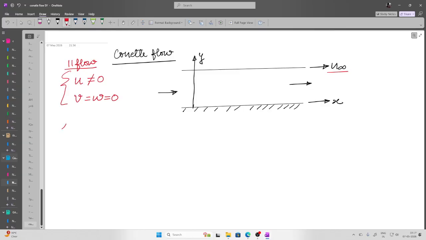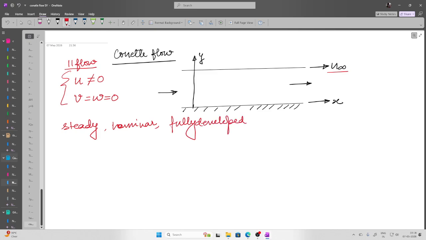Now, another assumption is that the flow field is steady. That means the temporal variation of the hydrodynamic and thermodynamic properties do not exist. Then it is laminar, and then it is fully developed.